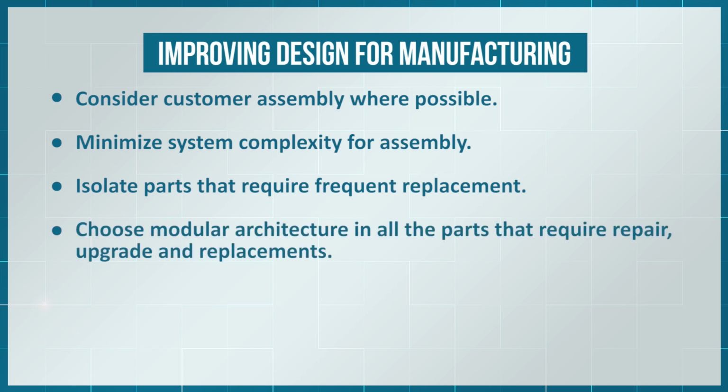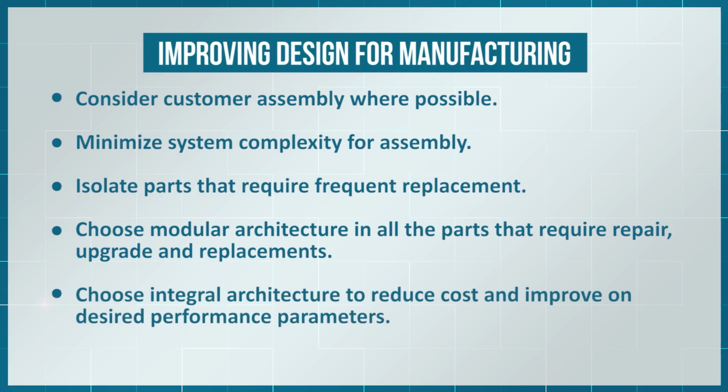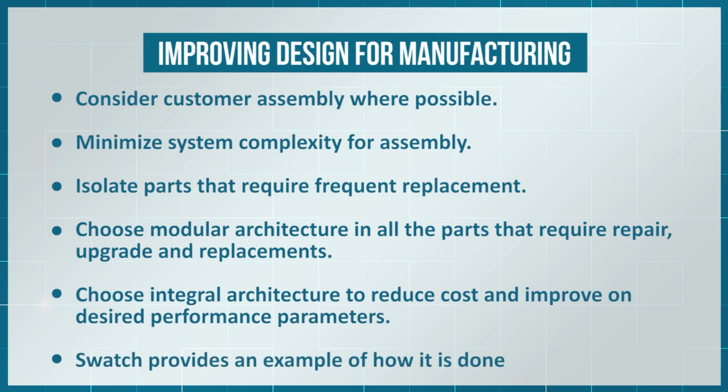You can choose modular architecture in all the parts that require repair, upgrade and replacements. You can choose integral architecture to reduce the cost and improve on the desired performance parameters. Through design for manufacturing, you can make choices of both modular architecture as well as integral architecture to give a combination that is more effective for that product. Swatch provides an example of how it is done.